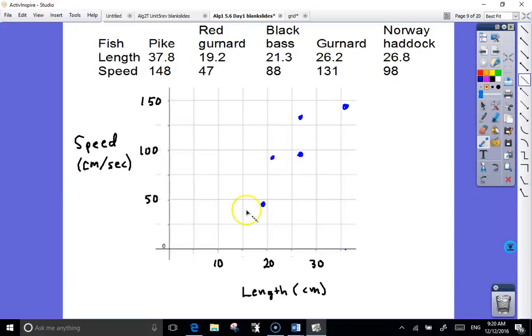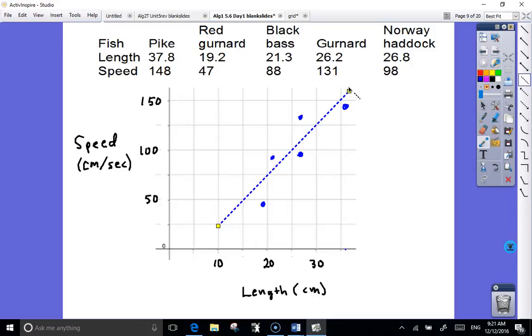So let me draw a line, maybe like this. So when you draw your line, you're trying to make it so there's just as many points on one side of the line as the other. So we only had 5 points. So we got 2 on one side, 3 on the other. It's probably pretty close. What kind of correlation does that look like? It looks like it's a positive correlation. It looks like the longer the fish, the faster it goes. At least for these 5, right? These 5 could have been cherry-picked to show something.